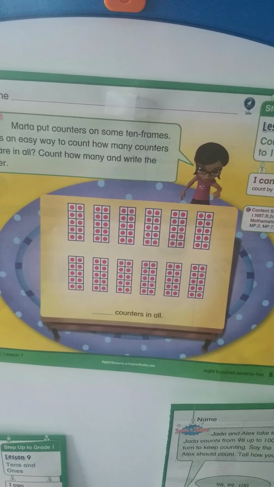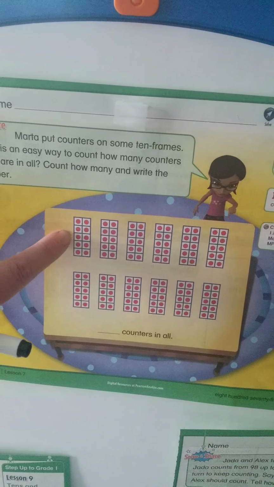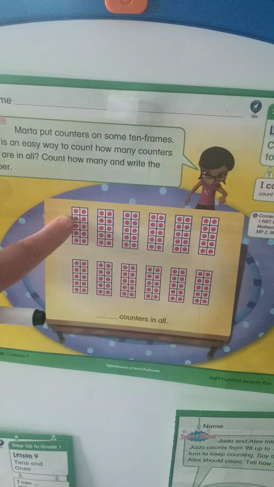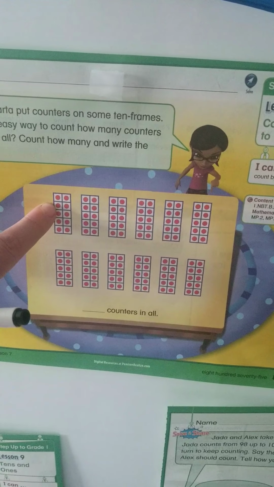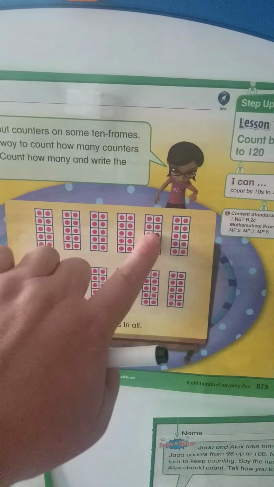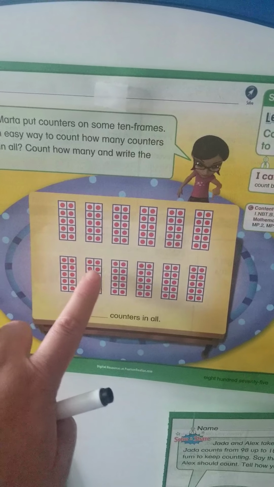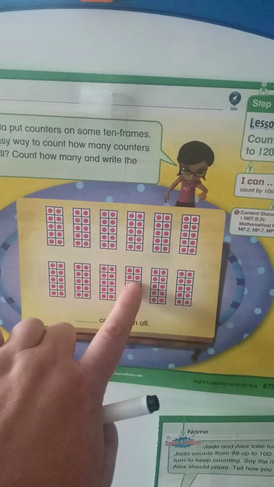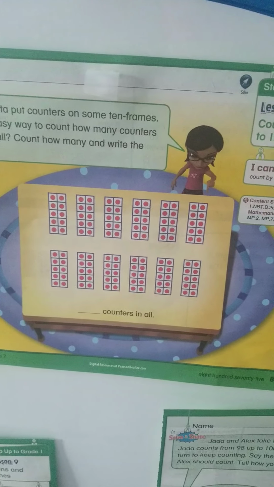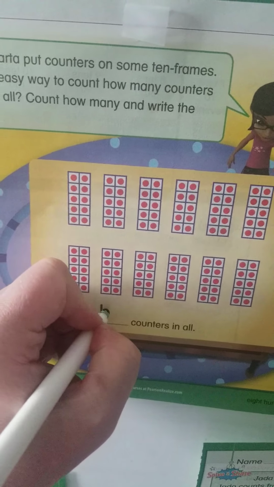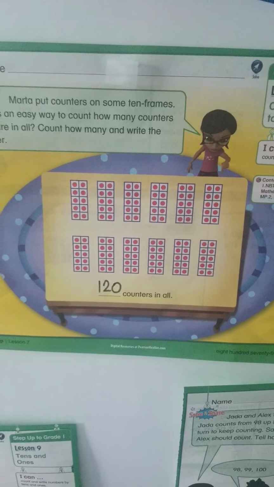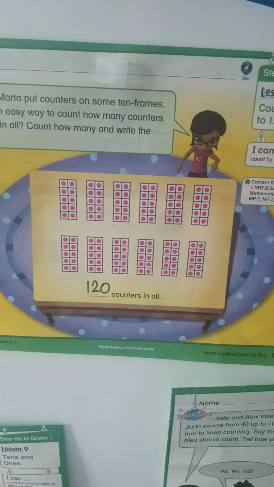Okay, we're going to count these by 10 because we know that each one of these 10 frames has 10 circles inside. So we can easily count by 10 to find out how many in all quickly. Let's do it together. 10, 20, 30, 40, 50, 60, 70, 80, 90, 100, 110, 120. So we found that there's 120 counters in all.